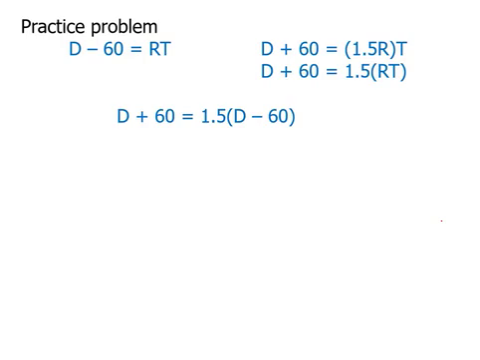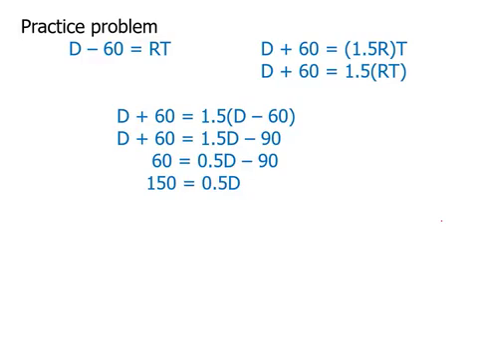1 times 60 is 60. 0.5 is 30. 30 plus 60 is 90. So 1.5 times 60 is 90. Then what we'll do is subtract d from both sides. We'll add 90 to both sides.